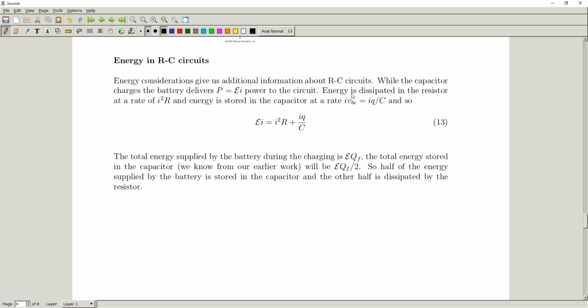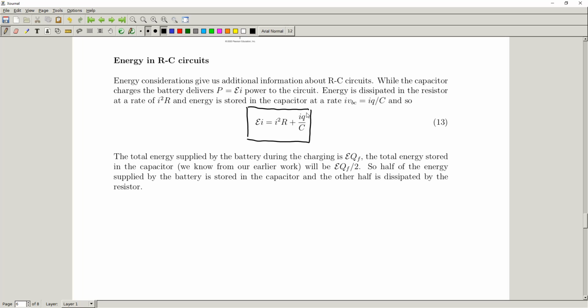But if we put all this together, the power being supplied by our battery has to be equal to the power being dissipated in the resistor plus the power being stored in the capacitor, right? And that's this expression here. We may find this expression useful to use. Maybe I'll box this off. We may find this useful in some of the examples.